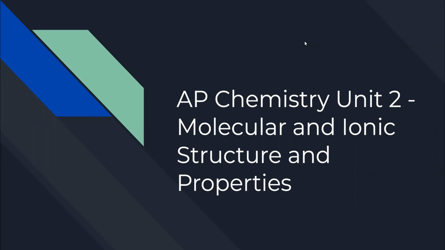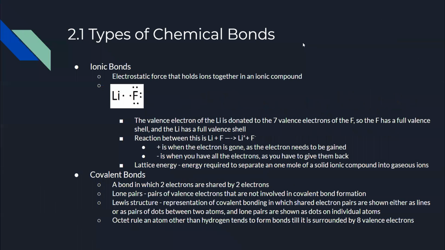Hi, today I'll be reviewing AP Chemistry Unit 2, Molecular and Ionic Structure and Properties. So let's get started. 2.1, Types of Chemical Bonds. The first type of chemical bond is an ionic bond.